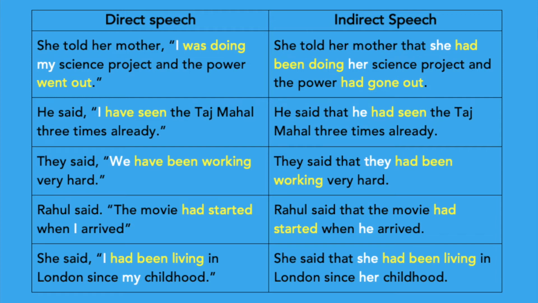See the next one. She said, I had been living in London since my childhood. The answer is, she said that she had been living in London since her childhood. In this sentence, the tense has not changed. It was in the past perfect continuous tense. So, both past perfect and past perfect continuous tense won't be changed. There is no change for them in the indirect speech.